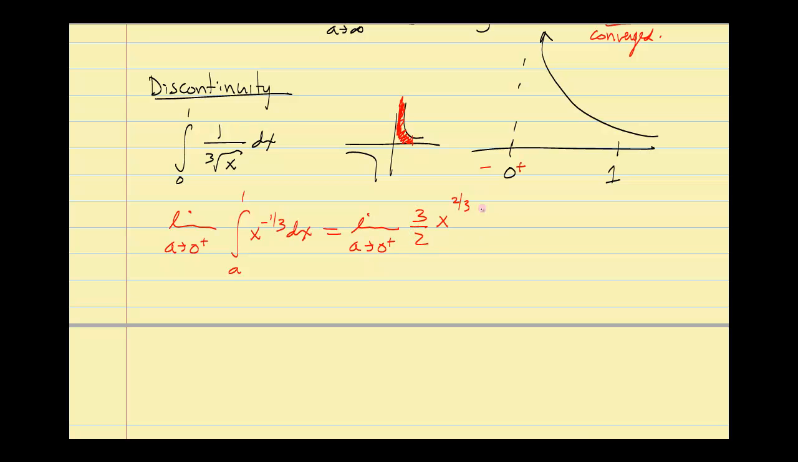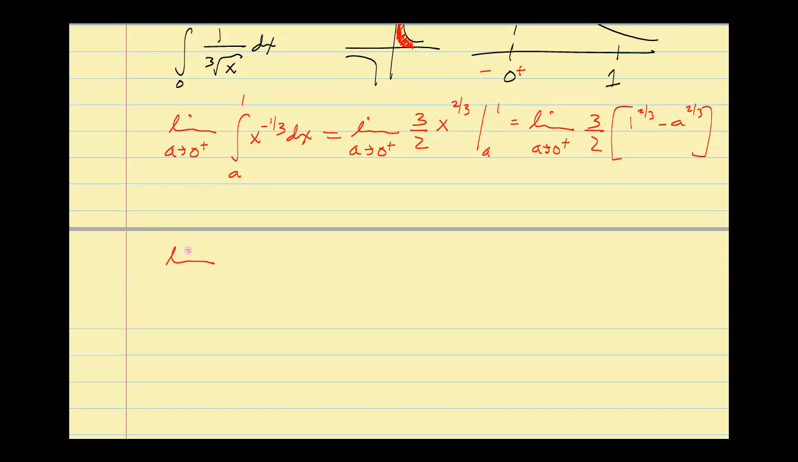So we had a 3/2 here, and this was evaluated from a to 1. So this is equal to the limit as a approaches 0 from the right of 3/2. And again, I always pull out my constants. 1 to the 2/3 minus a to the 2/3. 1 to the 2/3, of course, is 1. So I'm left with the limit as a approaches 0 from the right, 3/2 out front, 1 minus a to the 2/3.